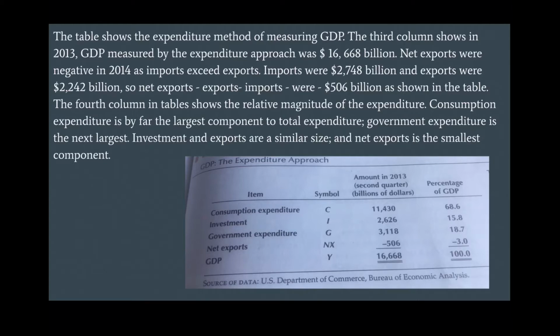The fourth column in the table shows the relative magnitude of the expenditures. Consumption expenditure is by far the largest component of total expenditure. Government expenditure is the next largest. Investment and exports are of a similar size, and net exports is the smallest component.